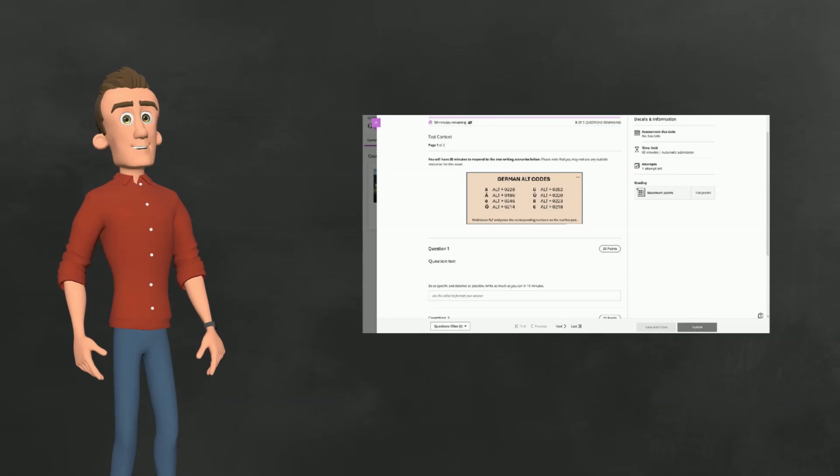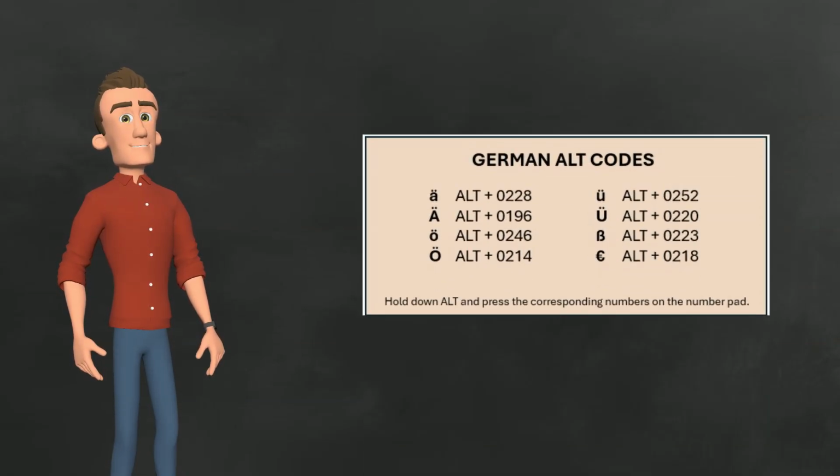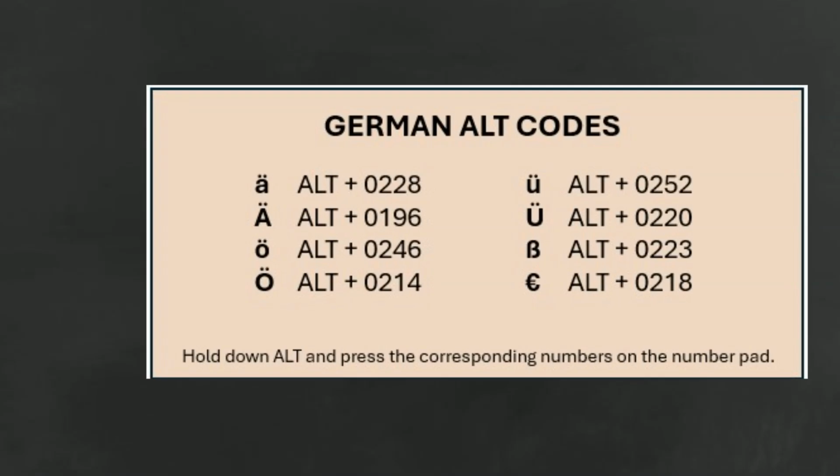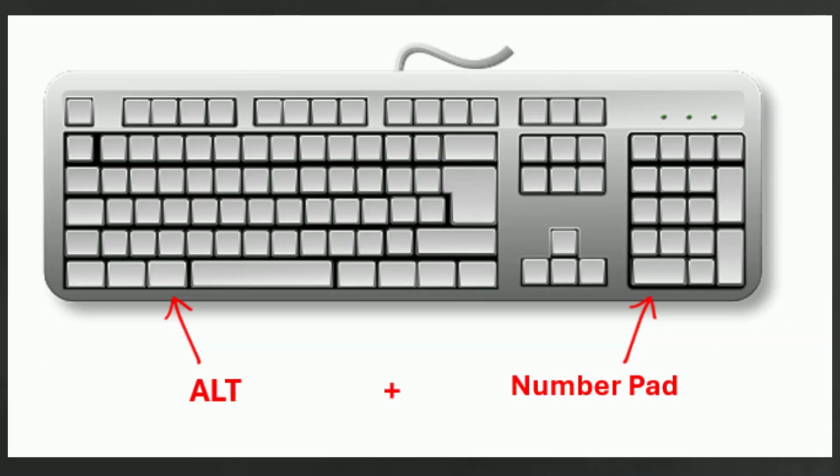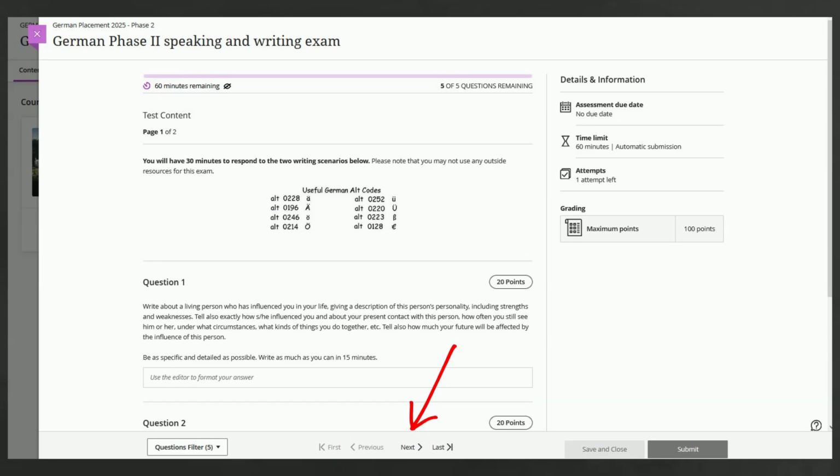You're expected to use accent marks in your writing as well. We've included a list of alt codes used to type German accents. To use these, hold down the Alt key and type the corresponding number from the keypad on the right-hand side of your computer's keyboard. Once you're done with the writing section, click Next at the bottom of the page to move to the speaking portion of the exam.